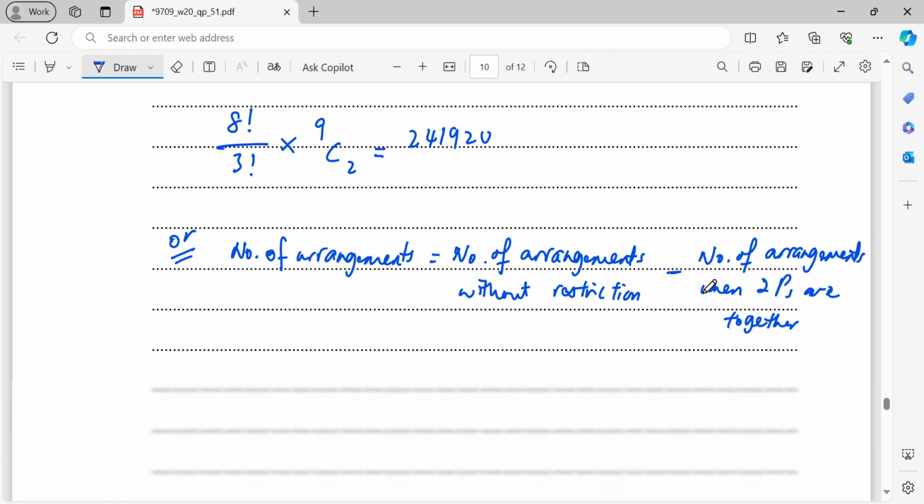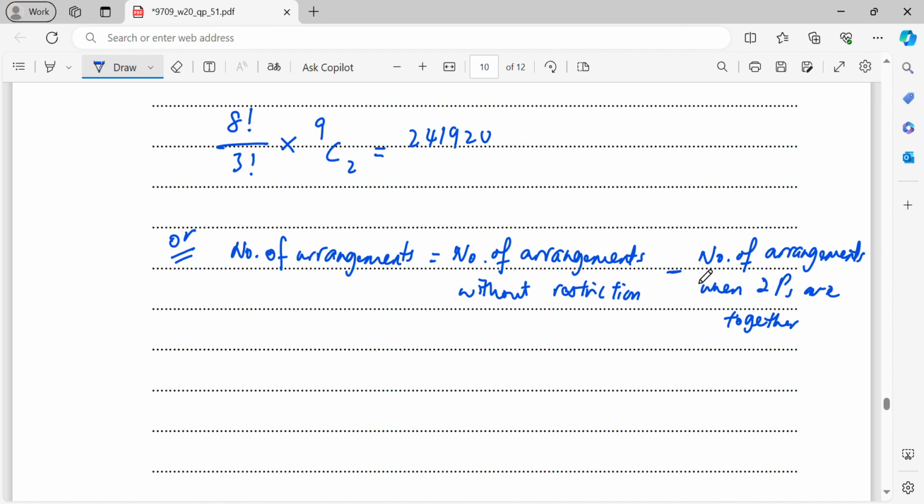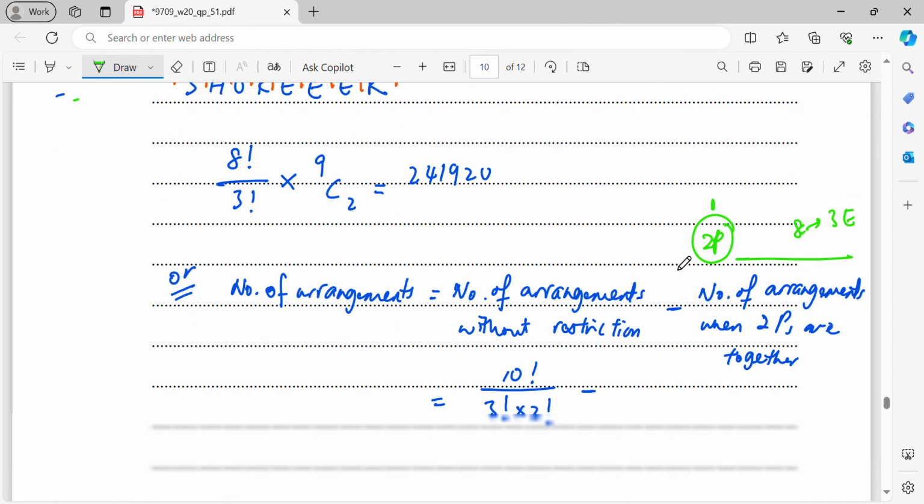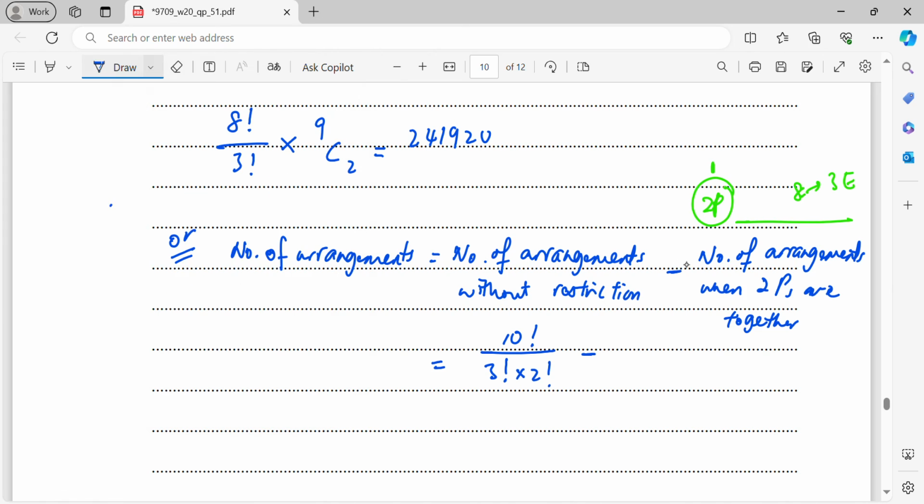Okay, so without restriction is basically you are arranging 10 letters, but out of 10 letters you have 3 E's and 2 P's. Minus the 2 P's are together. So for the 2 P's together, what I need to do is I group the 2 P as 1. Then here you have 8, so this 8 plus this 1 becomes 9. Don't forget, here you still have 3 E's. So I have to arrange all 9 letters, but out of 9 letters I have 3 E's, so divide by 3 factorial.